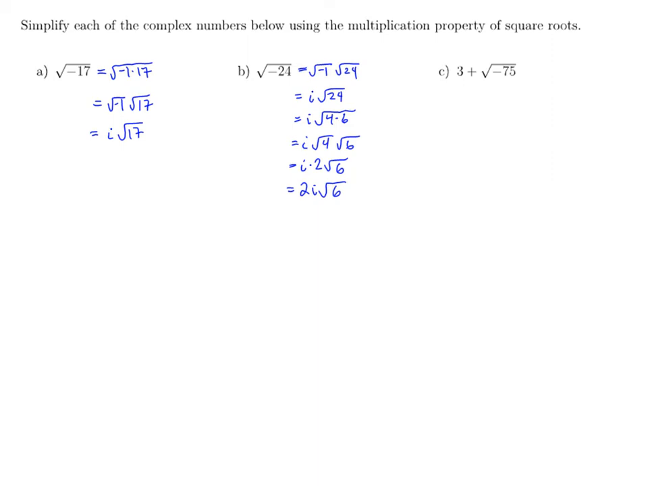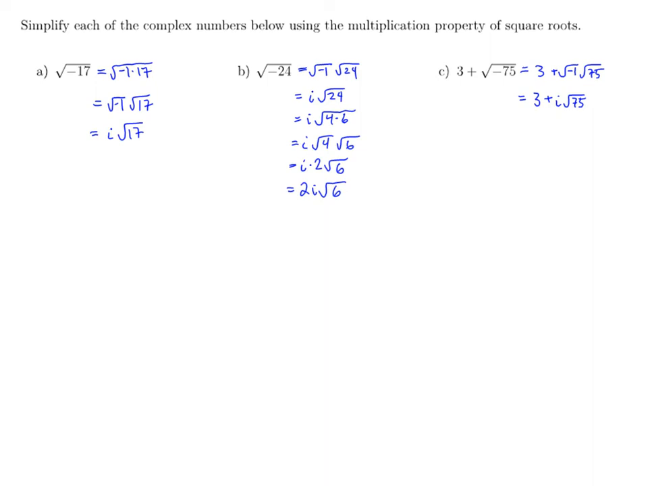So for this one, we can write this as 3 plus, and we'll break this down into the square root of negative 1 times the square root of 75. So that will be 3 plus i times the square root of 75. And now I want to simplify the square root of 75. I'll do that by determining its largest perfect square factor and then applying the multiplication property for square roots.